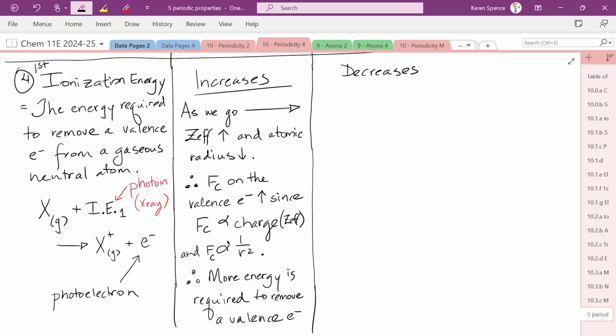So nothing new. If you know how to argue one, you know how to argue the other. You just have to change what you're talking about. And that means you need to know its definition. You need to know that ionization energy is talking about removing an electron. You need to know that electronegativity is about what happens with my bonding electrons. Could you write a similar statement for what's happening as we go down a period? Or sorry, not a period, a group.